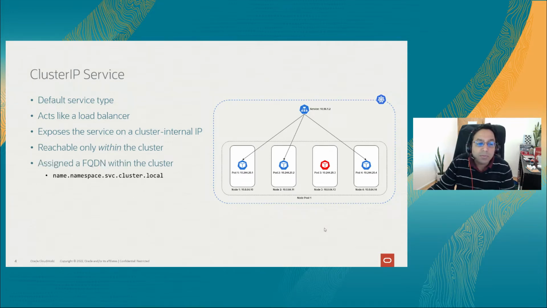The service is also assigned a fully qualified domain name inside the cluster. So the way to reach the service is to use the service name, namespace, the service, the cluster domain. How does the service know which pod to target? Well, essentially it uses labels, and the label tells the service which pods and which pod IP addresses it should send the request to.